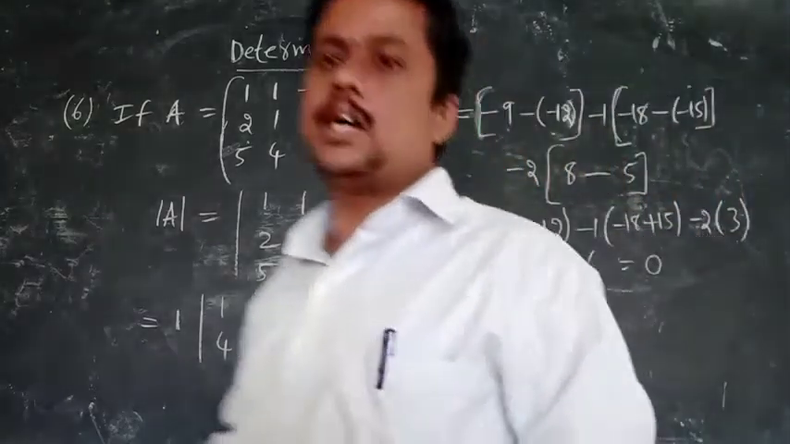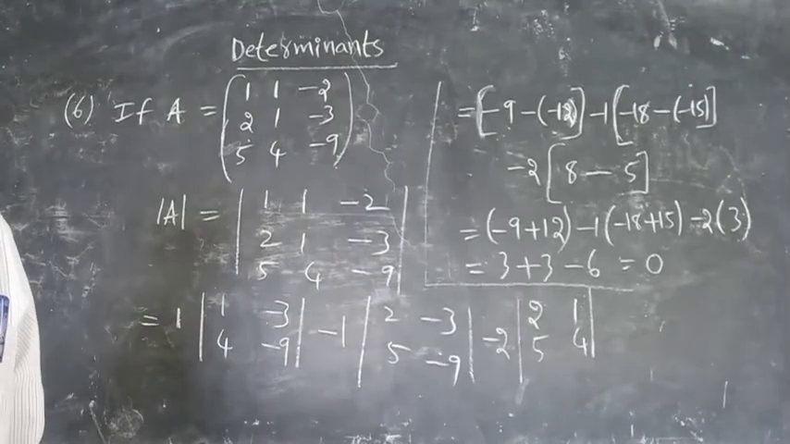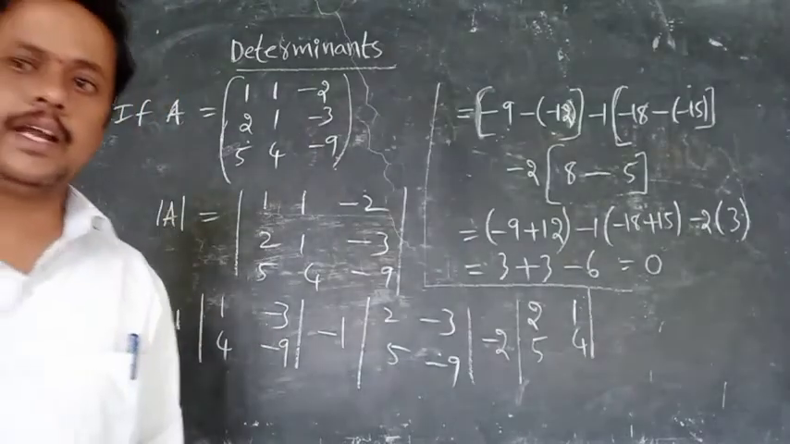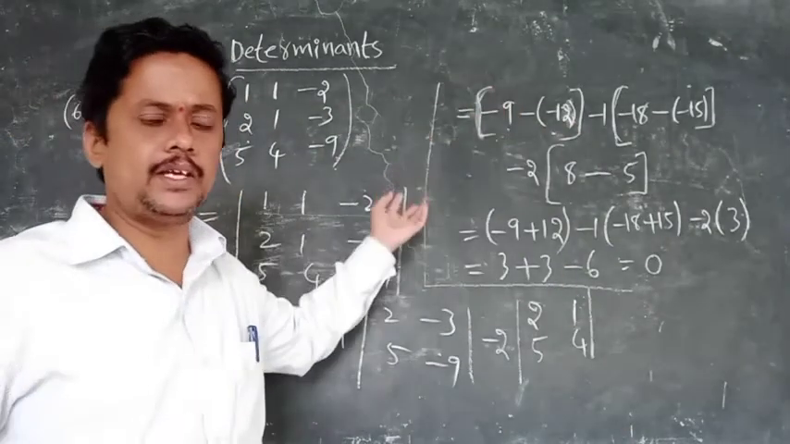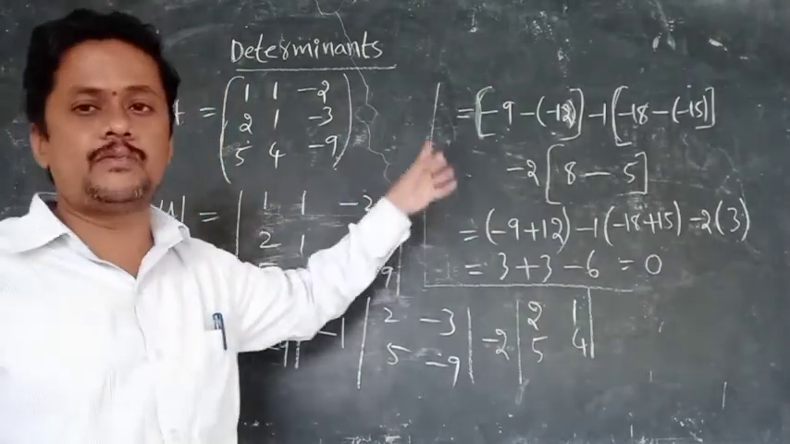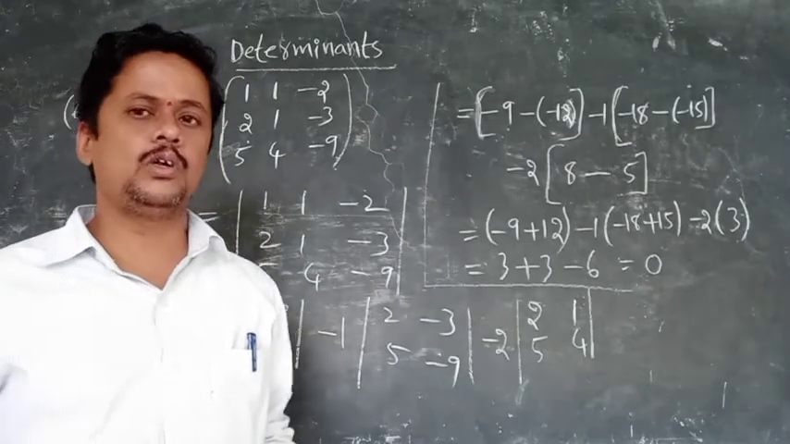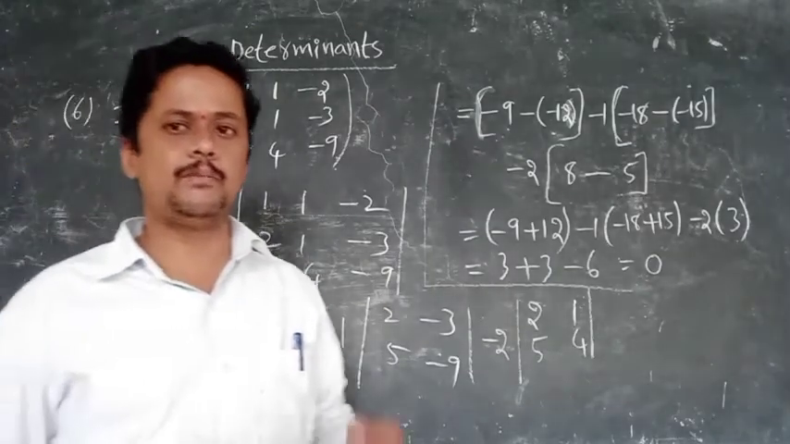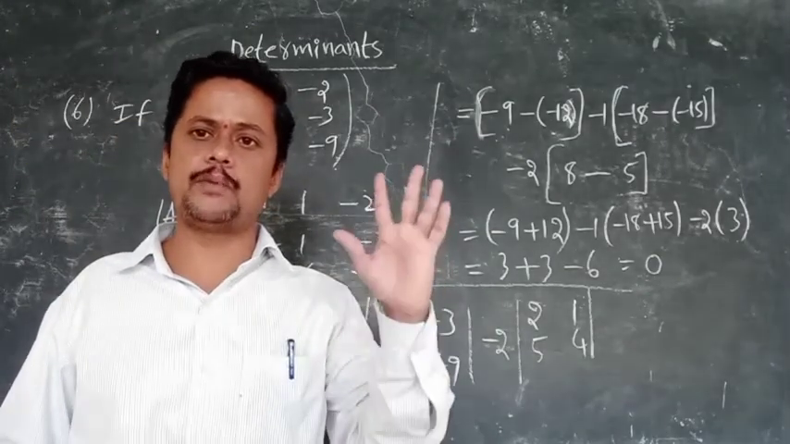This is the answer. Let us check the answer. See, like that we have to simplify the 3 by 3 determinant. My dear students, go through this one. This is very, very important. If you know the 3 by 3 determinant, it will be more helpful throughout this chapter.